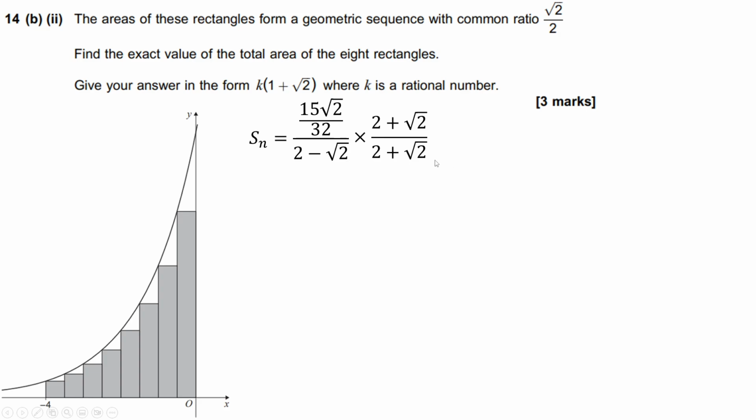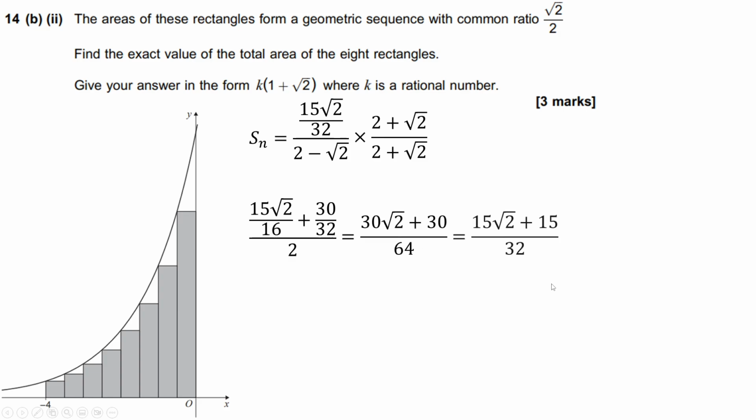So you just multiply by the conjugate, top and bottom. This becomes 4 subtract 2, so this is just 2. You'll get this on the top. And then what I would do here is have them over the same denominator and then bring the denominator down to get this. This simplifies into this, apparently. And you can then take out 15 over 32 from it to get 1 plus root 2, which means k is 15 over 32.